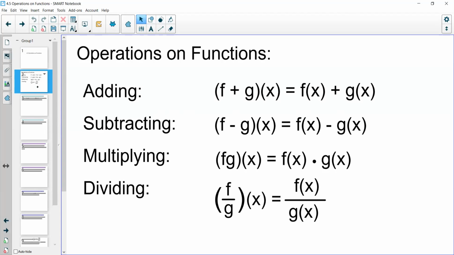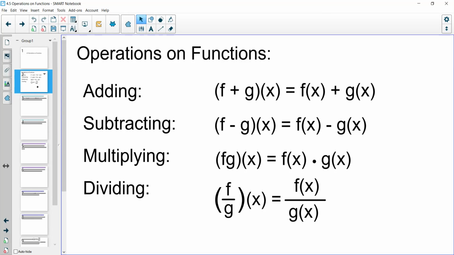So that's the same as f of x plus g of x. Or f minus g of x is a way of saying that I want to subtract f of x minus g of x. Notice how the f comes first and the g comes second here. Because subtraction is not commutative, or we can't switch the order, we need to make sure that we're being consistent there. Then we have multiplying, where we multiply the two functions, and last we have dividing.